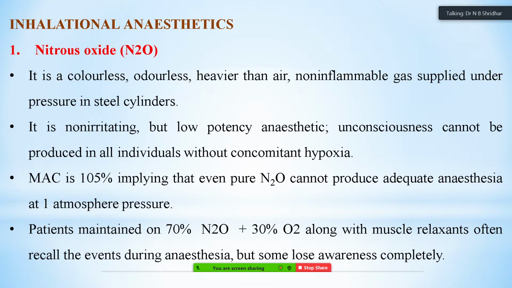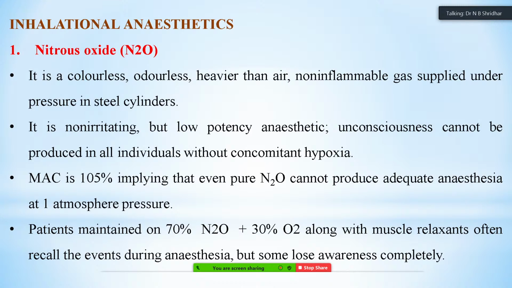Whereas the ether is irritating, this is non-irritating but a low potency anesthetic. Unconsciousness cannot be produced in all individuals without the concomitant hypoxia. So the maximum alveolar concentration is 105, implying that even pure nitrous oxide cannot produce adequate anesthesia. So that means it's 105, it's very high, and at 1 atmosphere pressure.